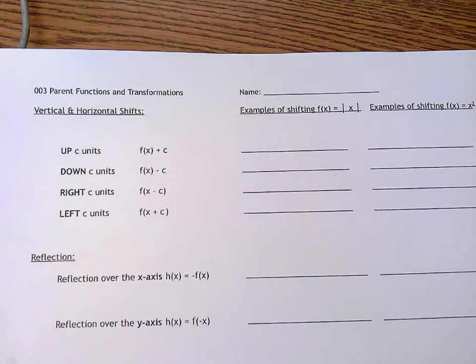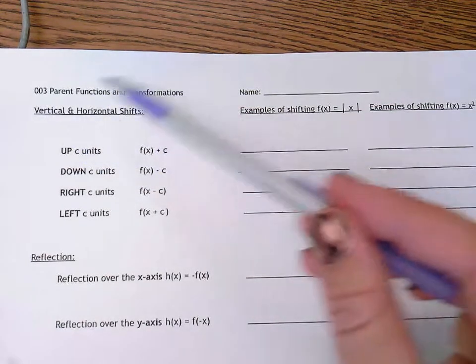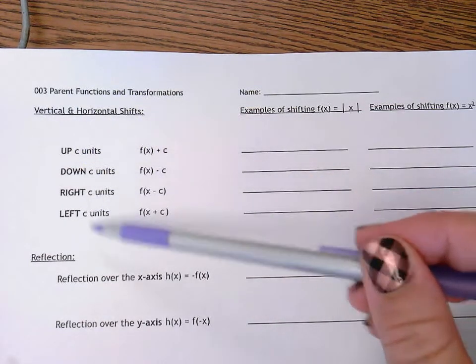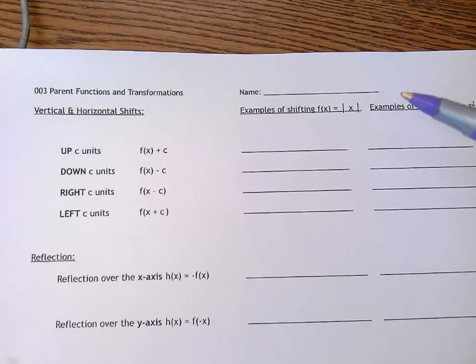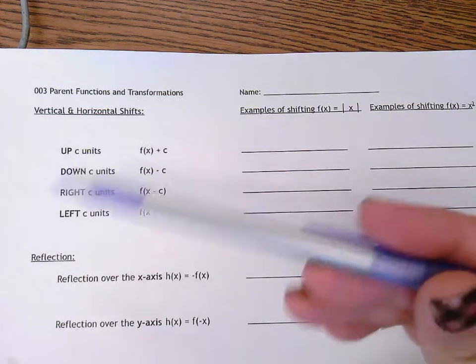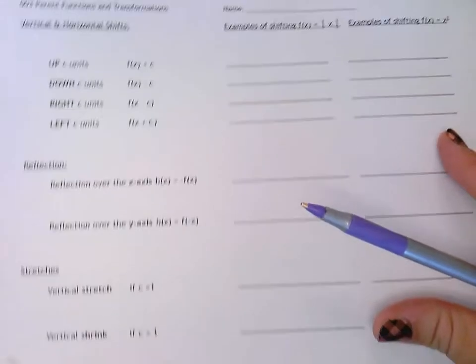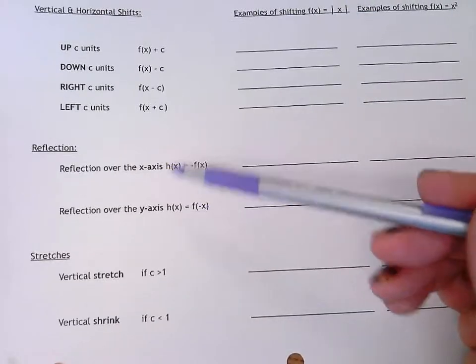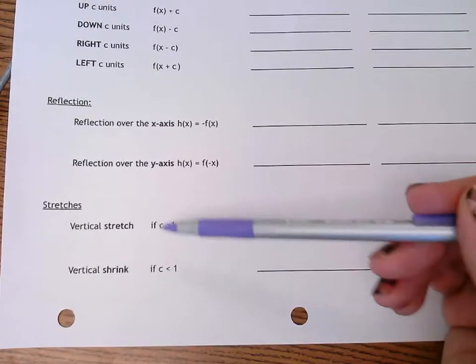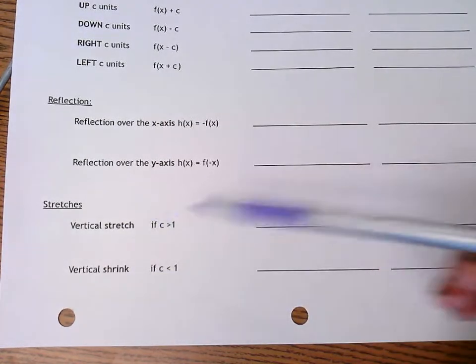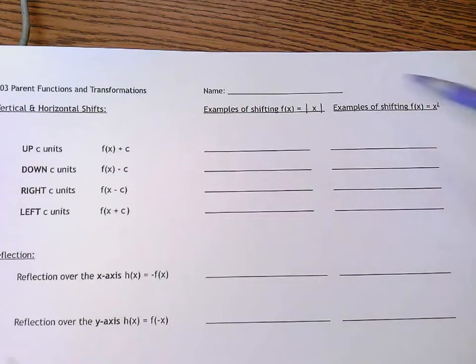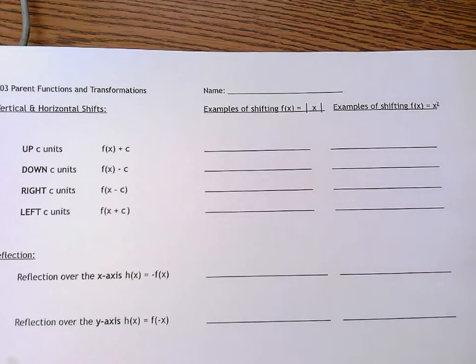So we're going to take some time and review our parent function transformations. For our transformation rules, there are vertical and horizontal shifts: up, down, right, and left. You've already looked at them, some of you in your conics unit, and others of you are doing this part first. And you can reflect something over the x-axis or y-axis, and you could have a vertical stretch or vertical shrink.